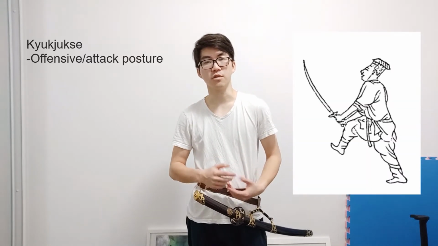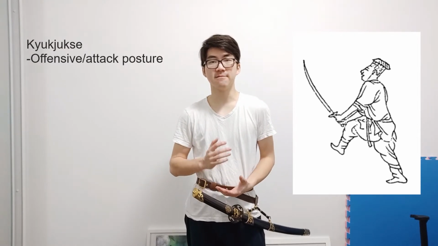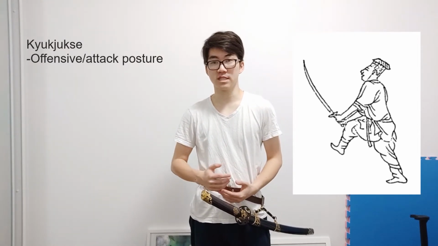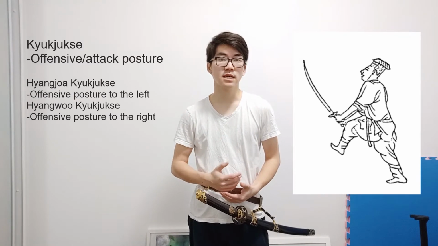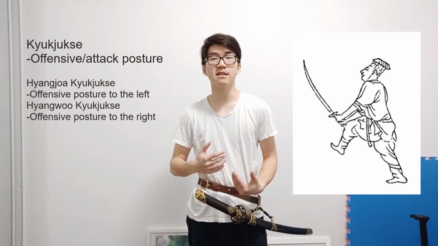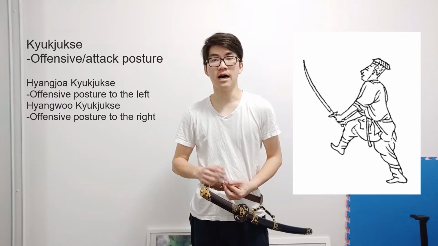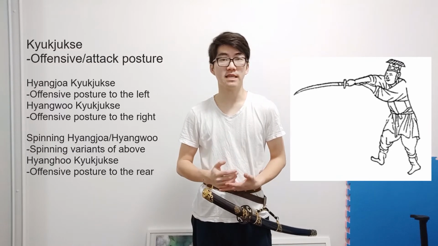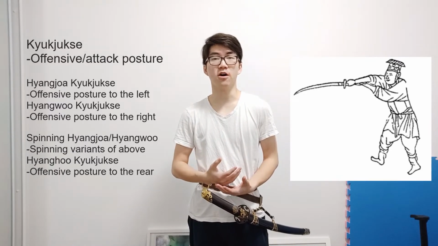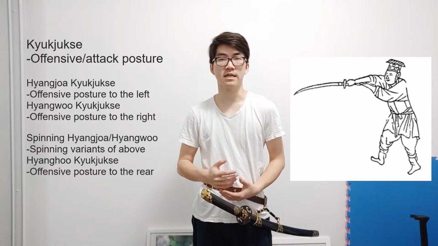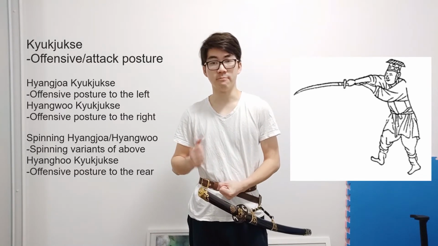So today we'll be talking about the Kyukjukse, which is the offensive posture or the attack posture. Now the Kyukjukse has 5 variants, and the 2 that we'll be talking about today are the Hyangjoa Kyukjukse and the Hyangwoo Kyukjukse, which are the offensive posture to the left and the offensive posture to the right respectively. Now the other 3 are the spinning Hyangjoa and the spinning Hyangwoo Kyukjukse, which are the spinning variants of those, and also the Hyangwoo Kyukjukse, which is the offensive posture to the rear, and we'll cover those in another video later on.